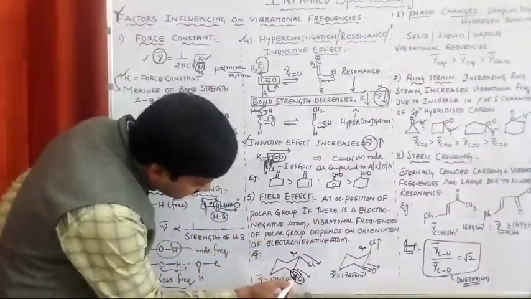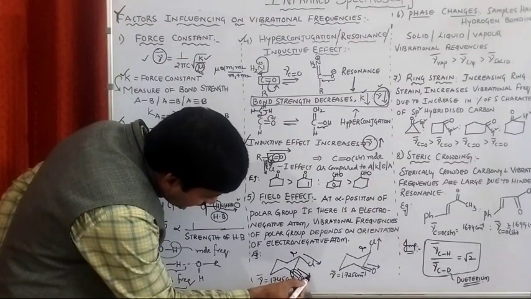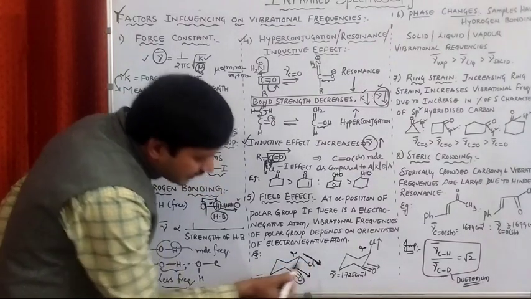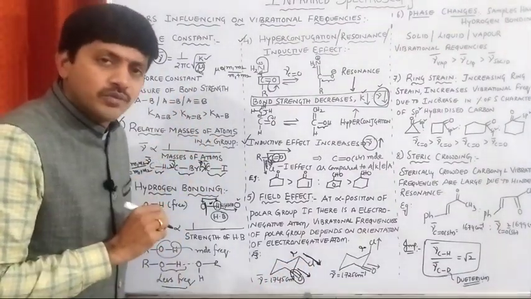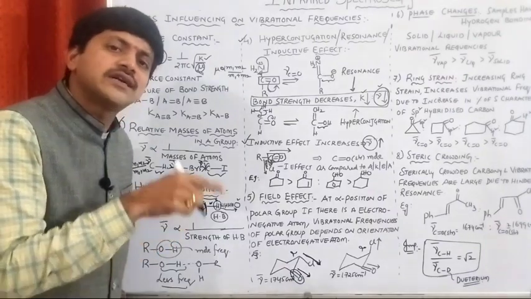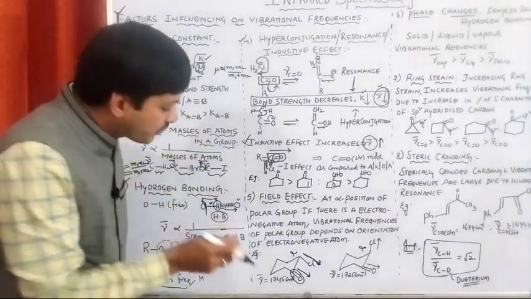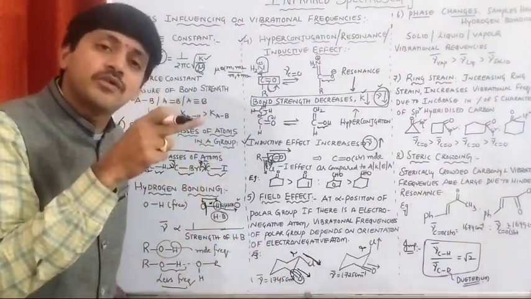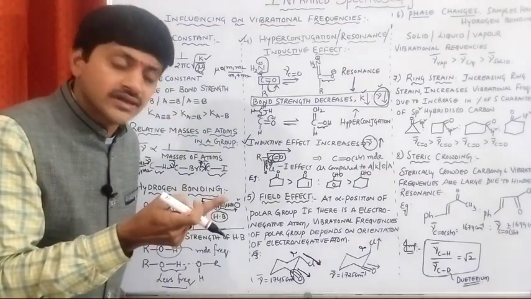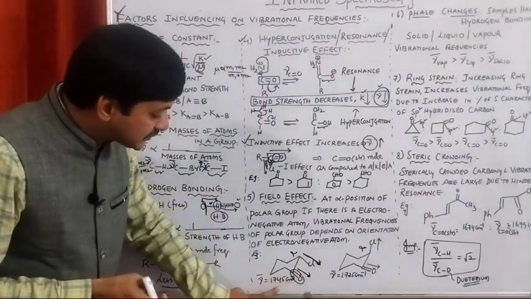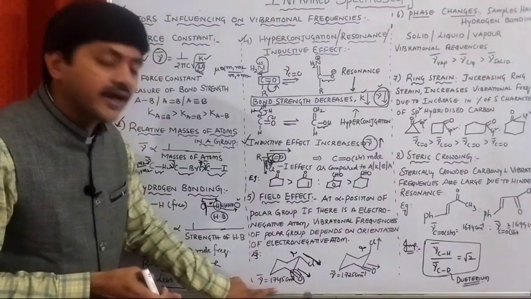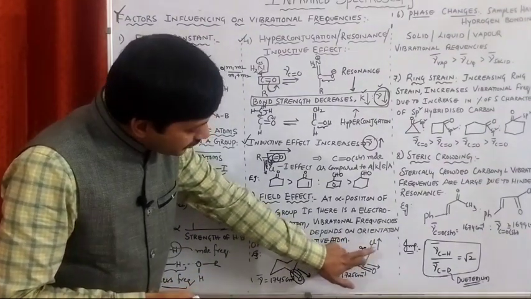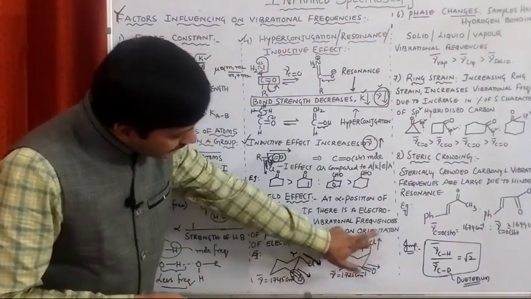See this one, the direction of the dipole moment of C double bond O is like this. In the case of C-Cl also, the dipole moment is in that direction only. So what is the net dipole moment? The net dipole moment is the sum of these two dipole moments, so the net dipole moment will be increased. That's why the frequency value is higher. But in this case, see this one, in the case of the C-Cl bond, the dipole moment is like this.